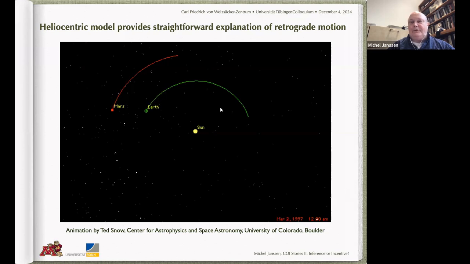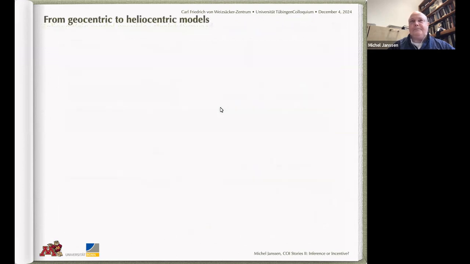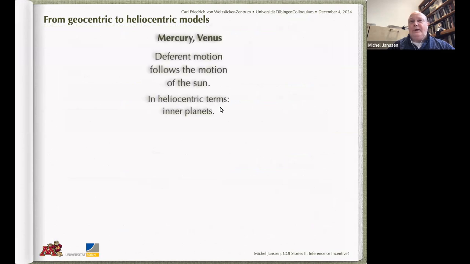It overtakes Mars. So from the point of view of the Earth, it now looks like Mars is moving backwards. So how do you get from one to the other? If you have to separate now between Mercury and Venus, what we now call the inner planets, and the other ones called the outer planets.